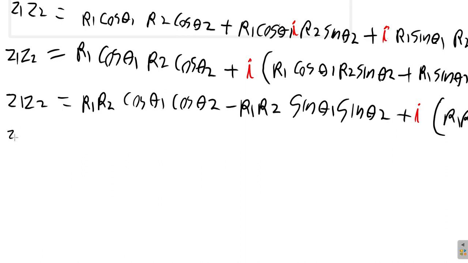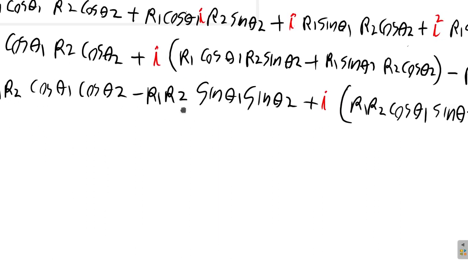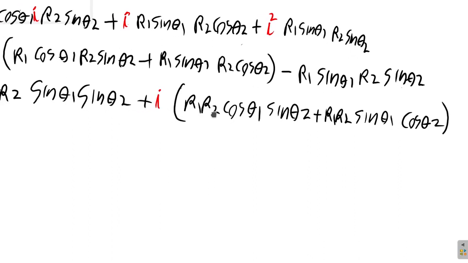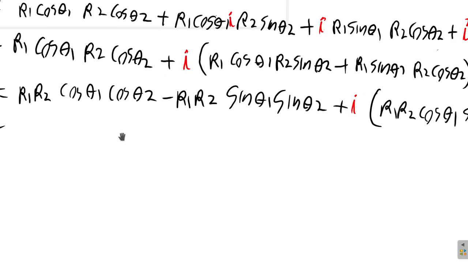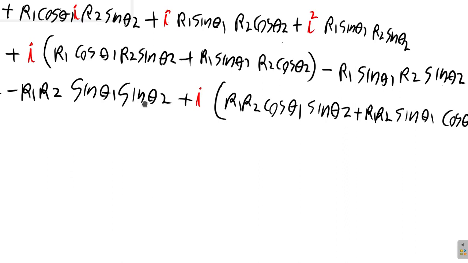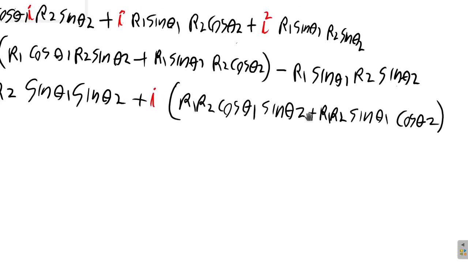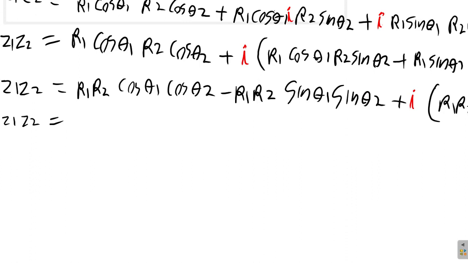What do we have here? Z1 Z2 equals. You know what? This R1 R2 business, we can factorize. We can take out all the R1 R2s, because we have R1 R2 times something minus R1 R2 times something, and then plus R1 R2 times something. So we can factor out all the R1 R2s. So we can say R1 R2, open bracket, cos theta 1 cos theta 2.